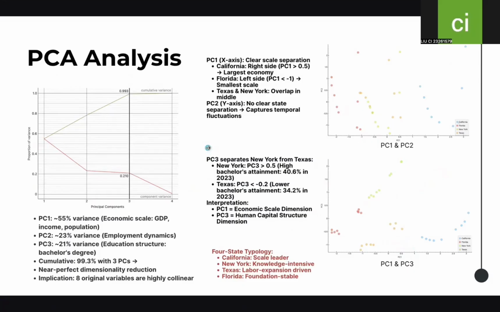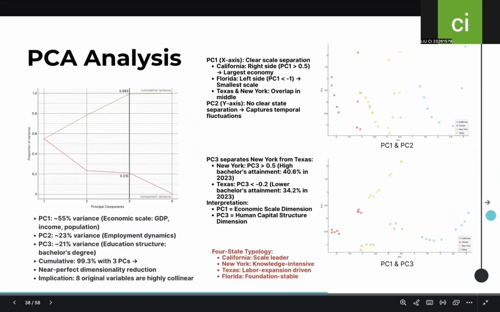And through the PCA analysis, we finally find what would actually drive the differences. In this PCA plot, we can see that the first 3 components explain 99.3% of variance, so we can effectively reduce 8 variables to 3 dimensions. But actually, we can see the scatter plot of PC1 against PC2 reveals uneven spatial separation, while the plot of PC1 against PC3 delivers clear resolution.